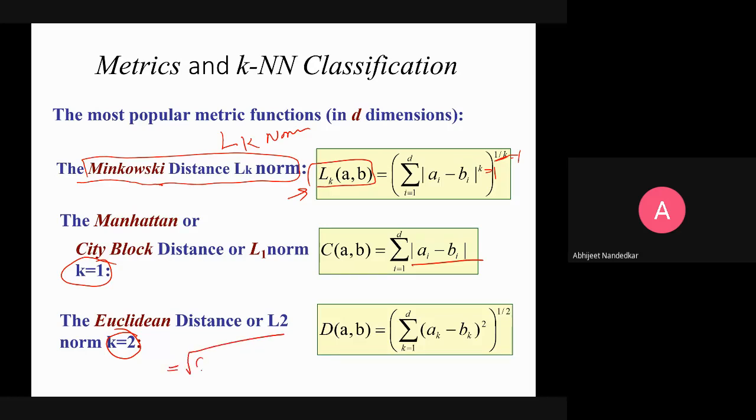Say the distance between x1 and x2 is the distance between 2 points, that is (x1, y1) and (x2, y2). So this is normally known to everybody. That is actually the L2 norm.